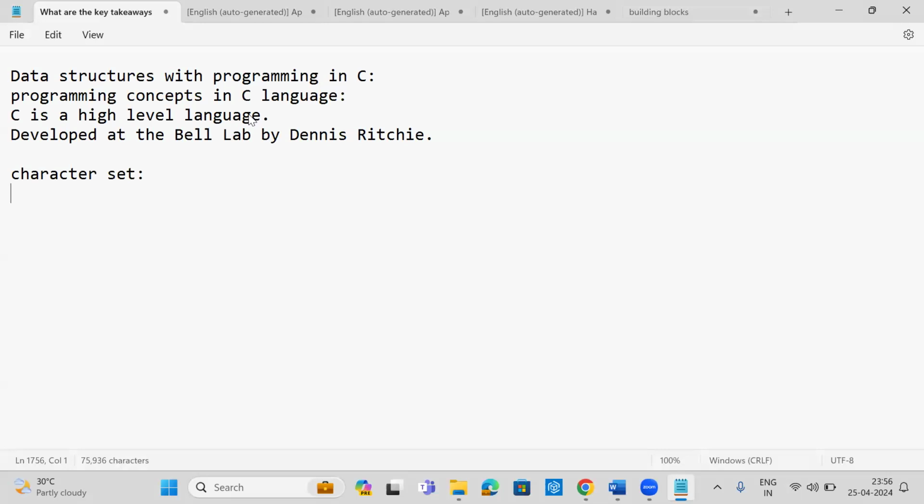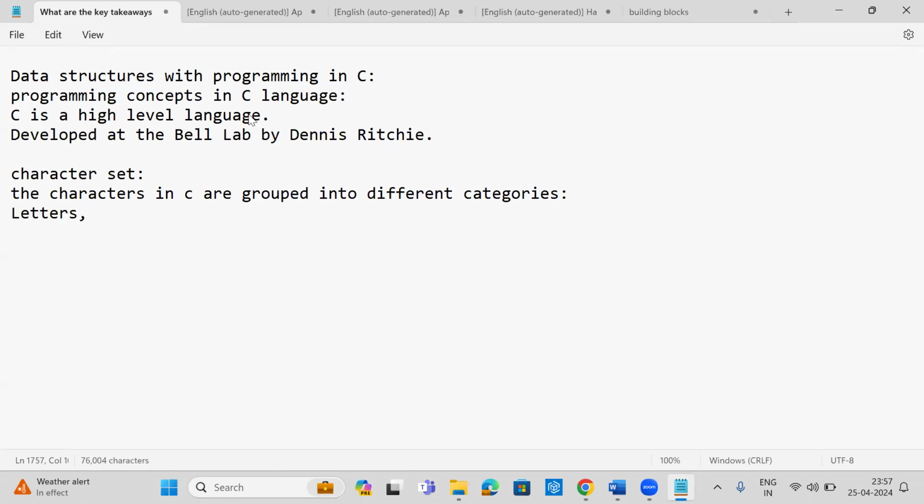Characters that can be used to form words, numbers, and expressions depend upon the computer on which the program executes. The characters in C are grouped into different categories, like letters, digits, special characters, and white spaces.